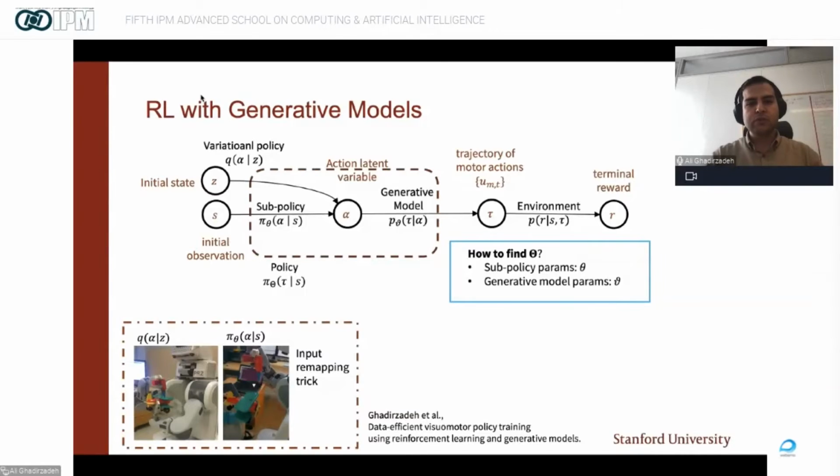Similar to before, we can introduce a variational policy. Remember that before we introduced a variational distribution, this time we're introducing a variational policy. Here, we also introduce a notion of task state, Z. S refers to the initial observation, which can be camera images, but Z here is the state of the system. Let's say the position of the objects is given as Z, but S contains images of the objects. And the variational policy can actually work on the initial state.